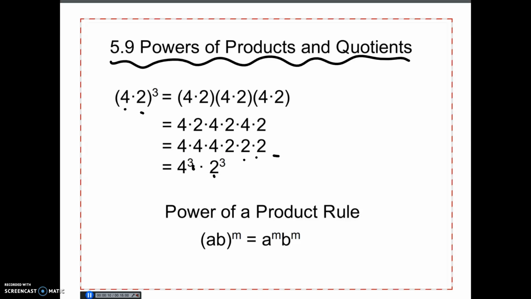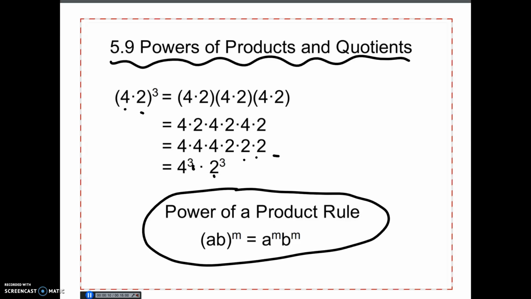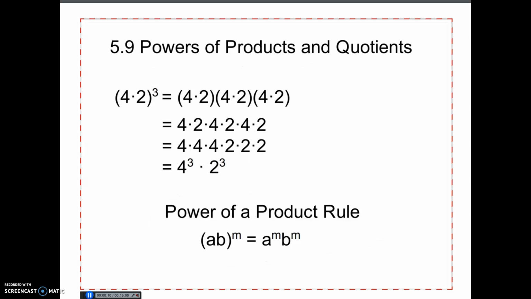So 4 times 2 to the third power is the same thing as 4 to the third times 2 to the third. I'll get the same answer either way. And this is where we come up with our power of a product rule. So make sure you write this down. The power of a product rule means that anytime I have two things being multiplied together raised to the same power, I can distribute that power throughout the parentheses. It's the same as a to the m and b to the m. Okay? All right, so let's give this a go.